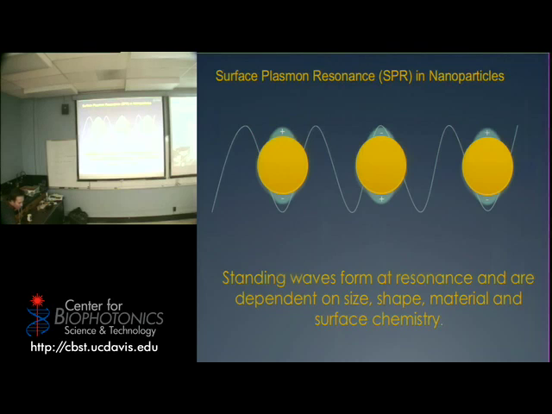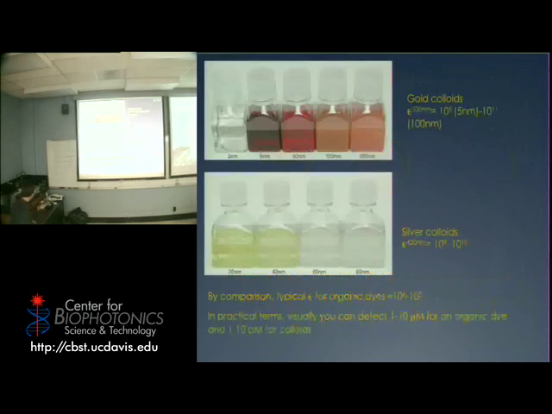And for materials like gold, what happens is that the resonance frequency is at about 520 nanometers, and I brought some props so you guys can see it. These are 20 nanometers gold colloid, and these are 5 nanometers gold colloid.